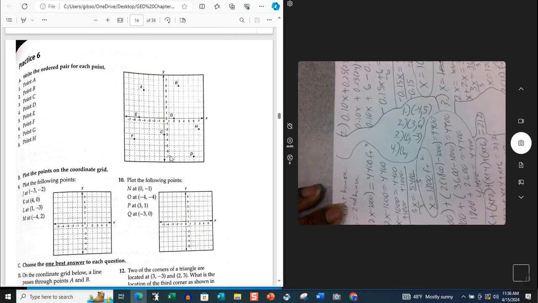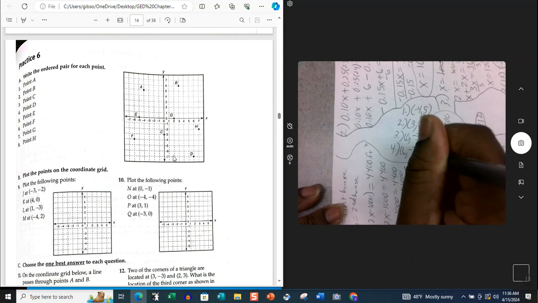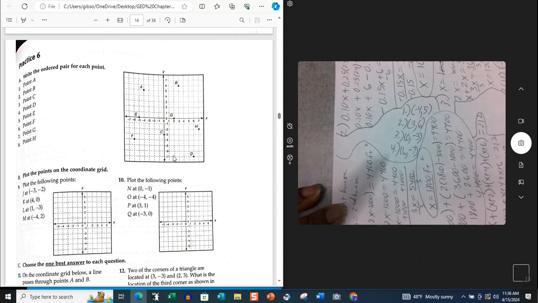And then Y here would be -7. So our ordered pair is 6, -7. We could check it. We go to the origin and we count 6: 1, 2, 3, 4, 5, 6. And then we count down 7: 1, 2, 3, 4, 5, 6, 7.